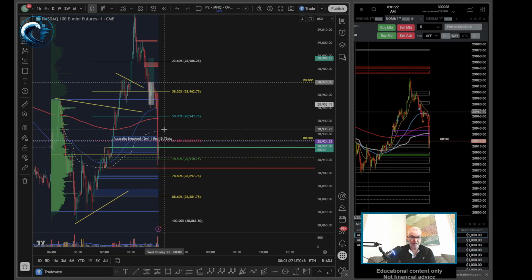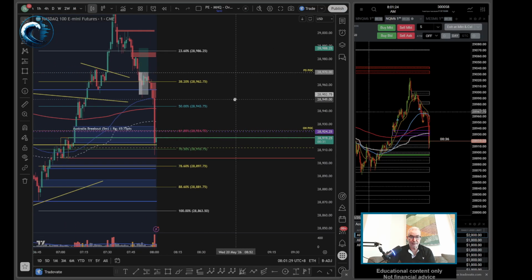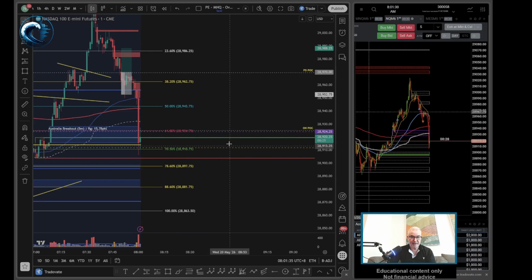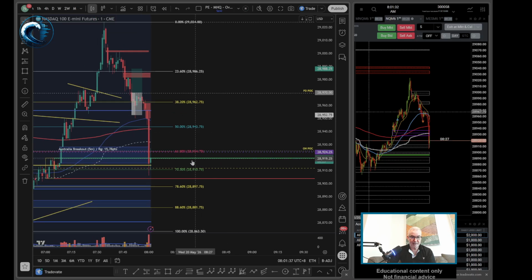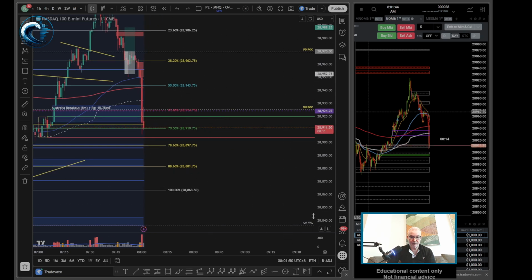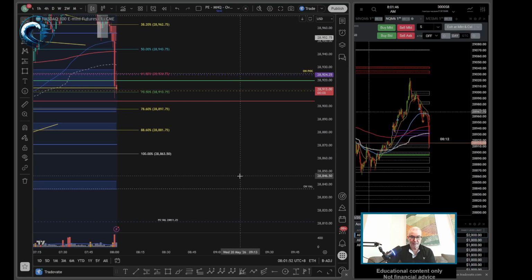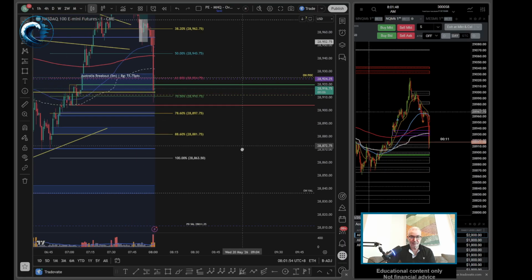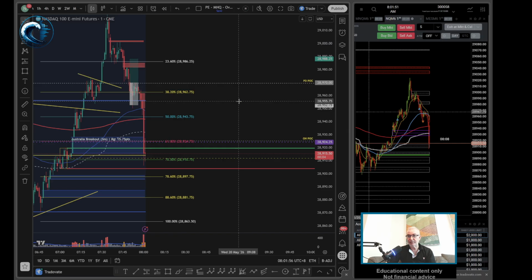Oh, this is Tokyo now. So this is Tokyo's move. If that's the case, I think Tokyo will probably push up here. Look, what am I trying to predict? That's silly. Come back up into here and then come down at some point to these areas. We're right at the start of the session though. There's some big moves there.